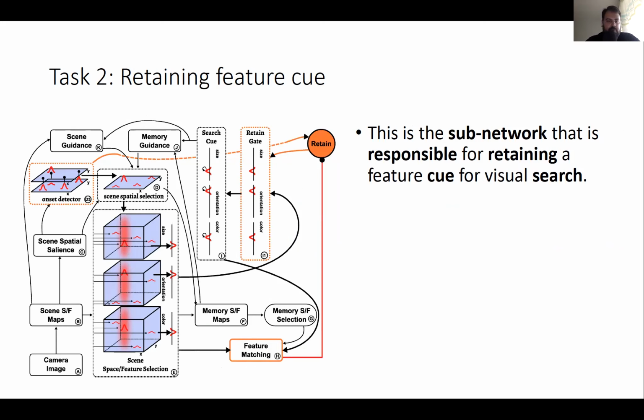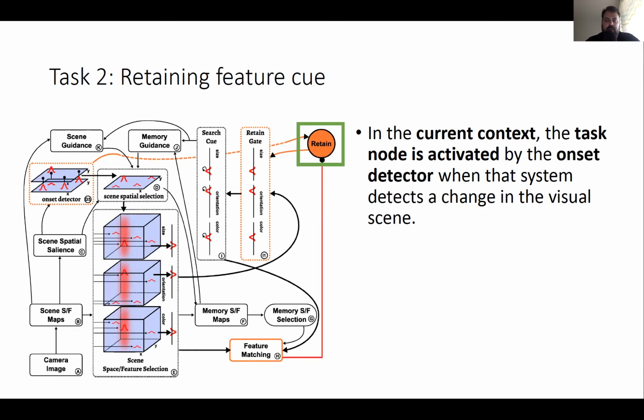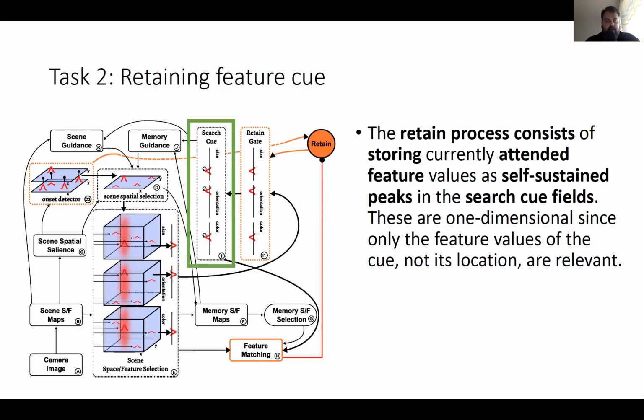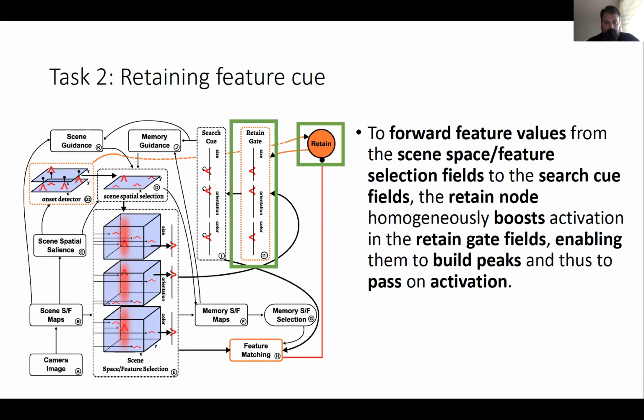So the second task is retaining the feature queue. This is the subnetwork responsible for it. The task node is activated by the onset detector, as I mentioned before, and then it will enable this gating mechanism, allowing the currently attended information to be stored in this search queue memory that's one-dimensional, because you're only interested in the feature values and not in the location.